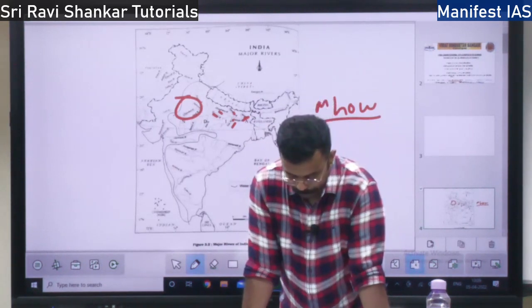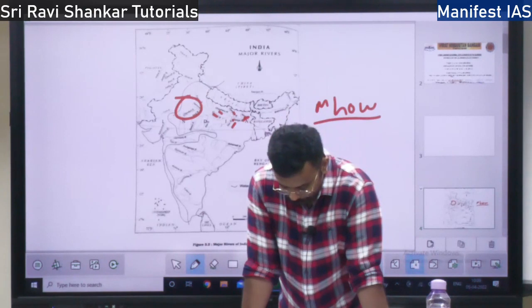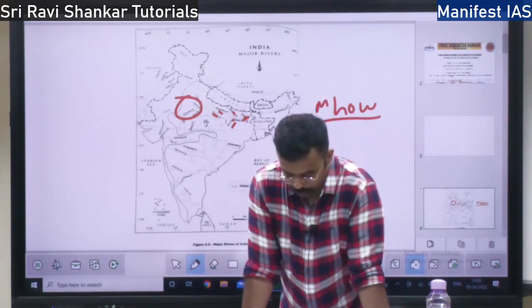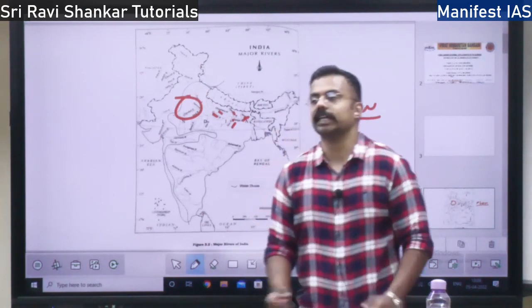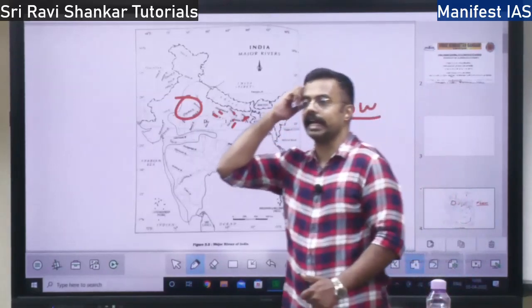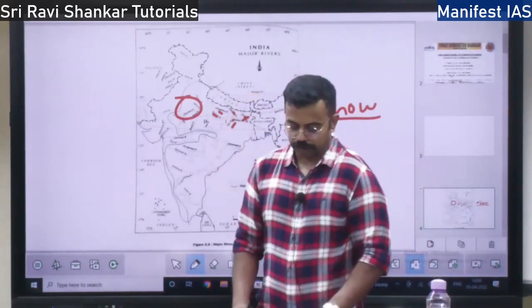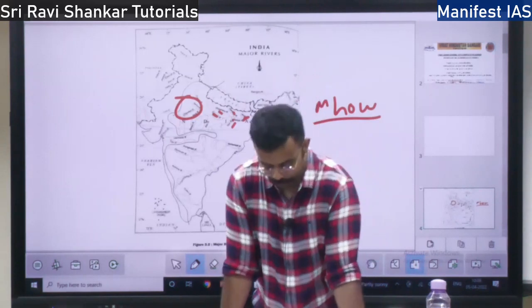Next, we will talk about the left bank tributaries of the Ganga. The first left bank tributary is the Ram Ganga. Ram Ganga originates in the Garhwal region, Gairsen, in Uttarakhand.